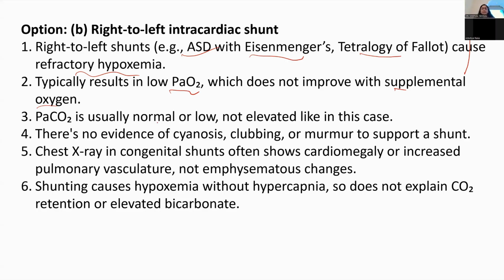So PaCO2 remains normal or low, not elevated, because the CO2 is not retained. Whatever CO2 is produced, it is exhaled. There is no evidence of cyanosis or clubbing or murmur to support a shunt. In case of chronic right to left shunt, what are the typical features? Cyanosis, clubbing and murmur. Now, chest X-ray in congenital shunts will often show cardiomegaly or increased pulmonary vasculature, but not an emphysematous lung. So shunting causes hypoxemia without hypercapnia. So it will not explain CO2 retention or elevated bicarb.